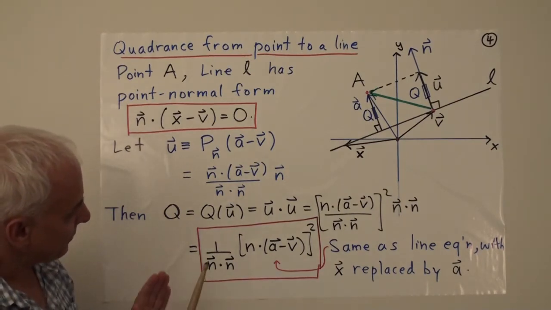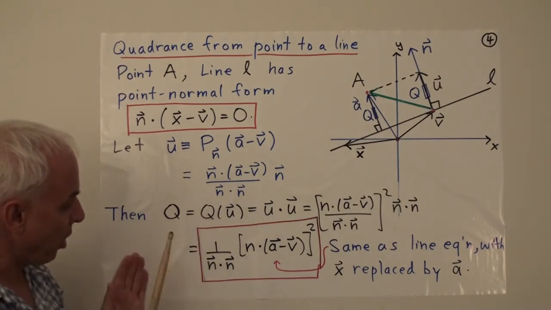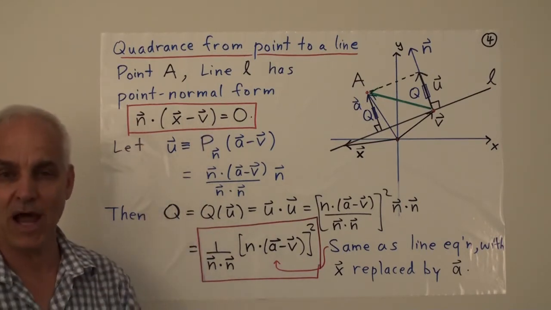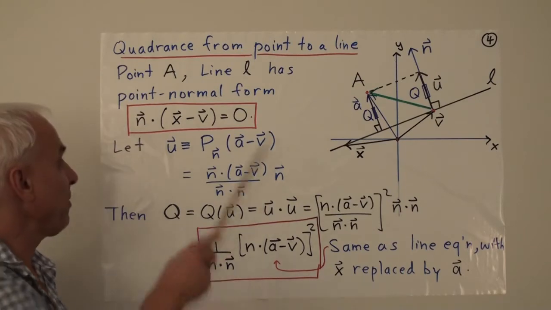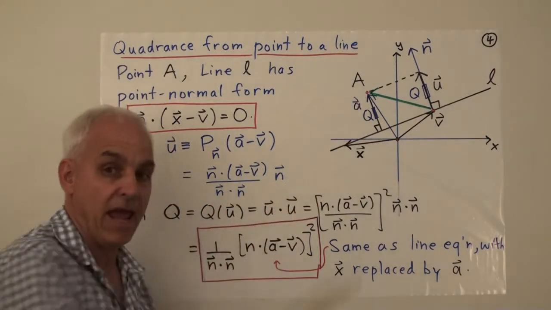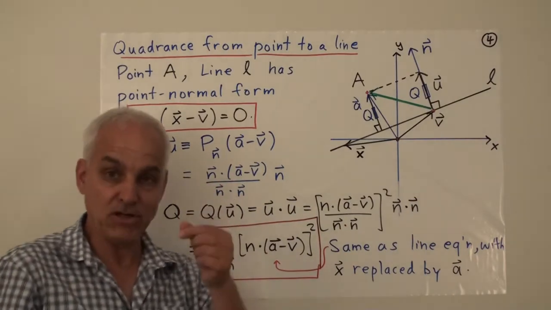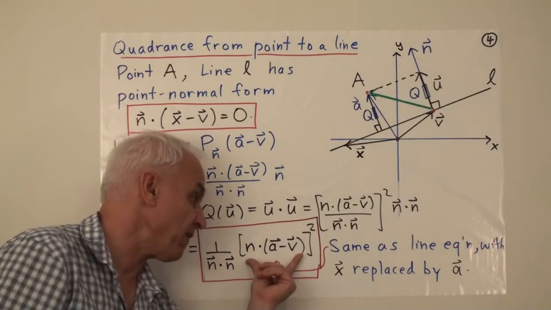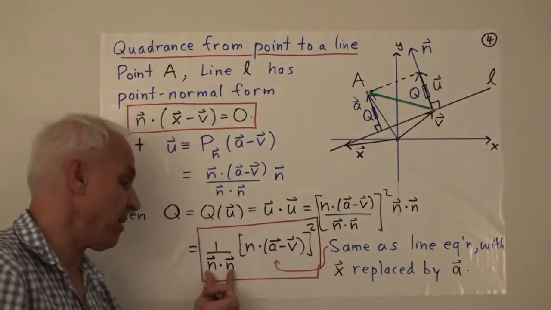So the formula may look a little bit complicated, but all you really have to remember is that it's essentially the formula for the equation of the line itself, where you replace the general point x on the line with a particular point A in question that you want to measure how far away it is from the line. And you're squaring that formula and normalizing by n dot n.